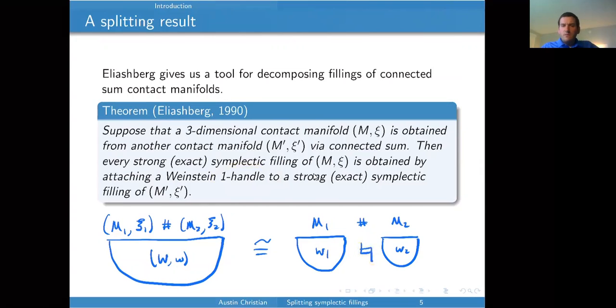And so this is, of course, a very helpful procedure for classification, because, for instance, if you can classify all of the S1 cross S2 fillings, then you can just take all the boundary connected sums of those fillings to get a list of the fillings of connected sums of S1 cross S2.